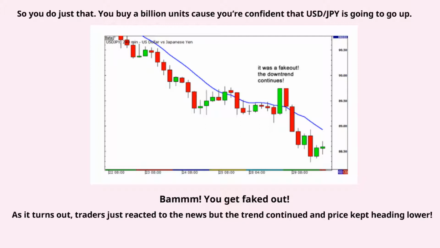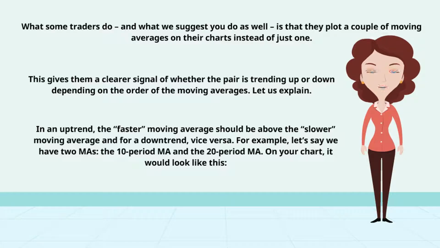As it turns out, traders just reacted to the news, but the trend continued and price kept heading lower. What some traders do, and what we suggest you do as well, is plot a couple of moving averages on their charts instead of just one. This gives them a clearer signal of whether the pair is trending up or down, depending on the order of the moving averages. Let us explain.